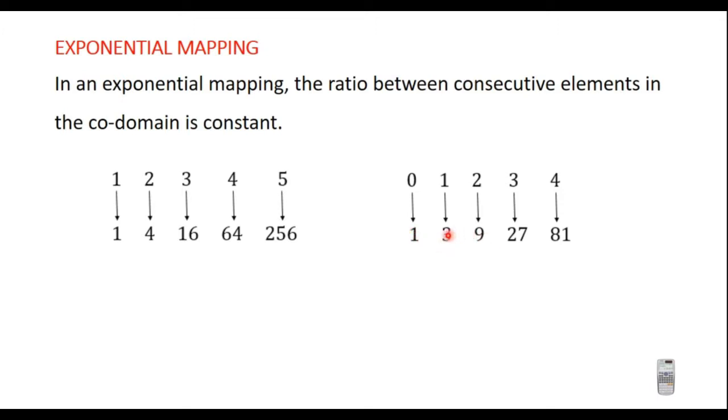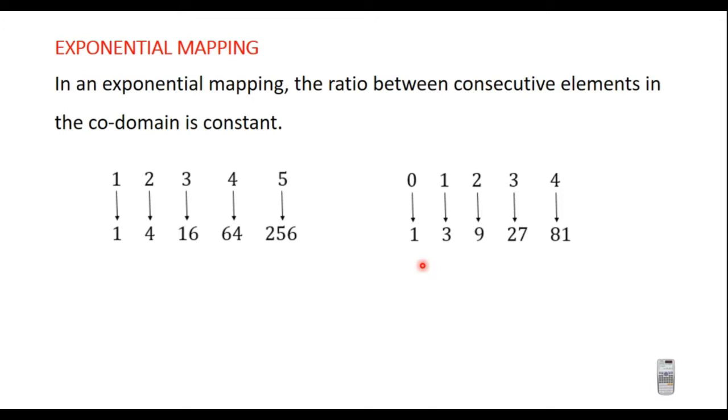9 divided by 3 is 3. 27 divided by 9 is 3. 81 divided by 27 is 3. So you can see that if you take consecutive elements, the ratio between consecutive elements is also the same. Now this is what we refer to as an exponential mapping. When you have a mapping like this, we say that you have an exponential mapping.